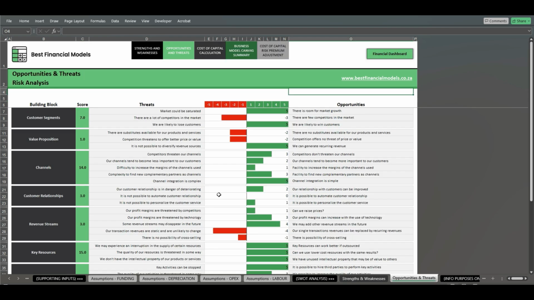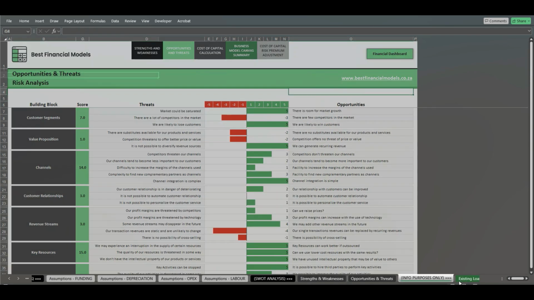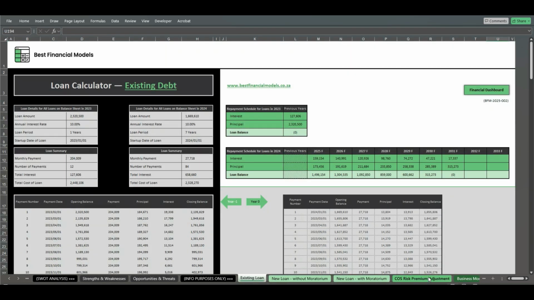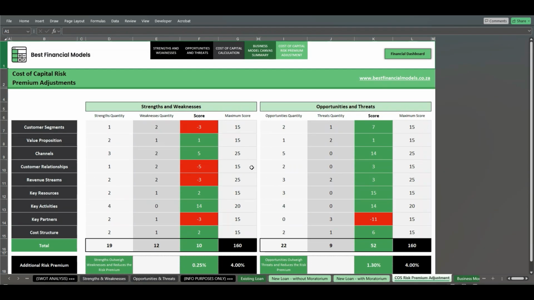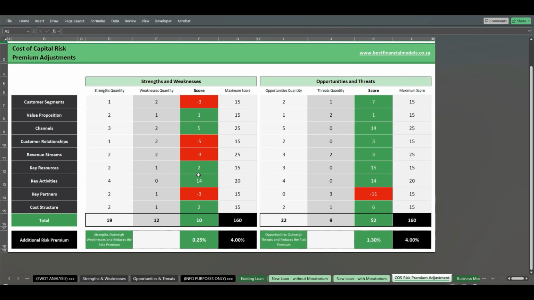So too, on the opportunity side, you do the same with all the questions there. And once you get to the cost of risk premium, you can see it automatically updates everything for you. So it says, listen, based on the strengths and weaknesses you've just gone through, the strengths outweigh the weaknesses, so there's a reduction of about 0.25% in terms of risk. Same on the opportunities and threats. Opportunities outweigh the threats, so the risk in the business is reduced by 1.3%. And if it was on the negative side, with more weaknesses and more threats, then obviously the flip side would be true as well.